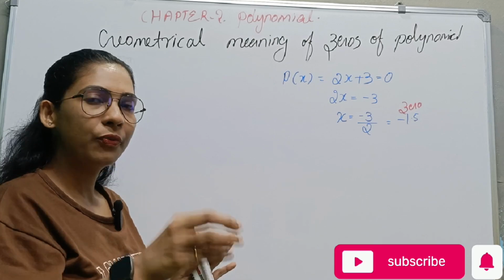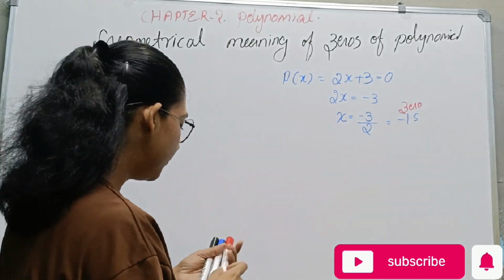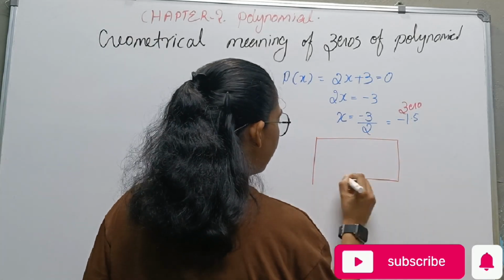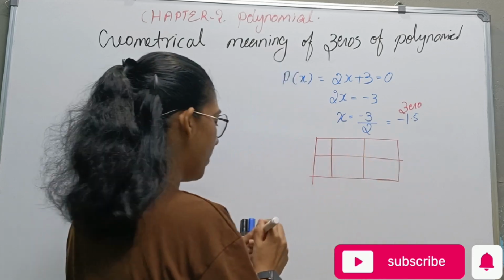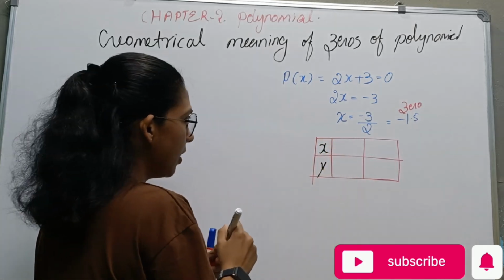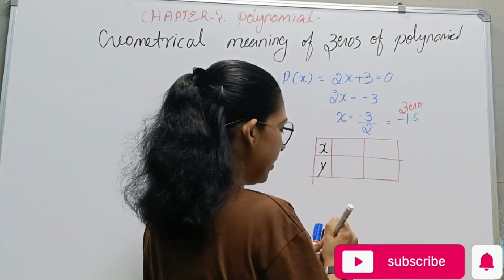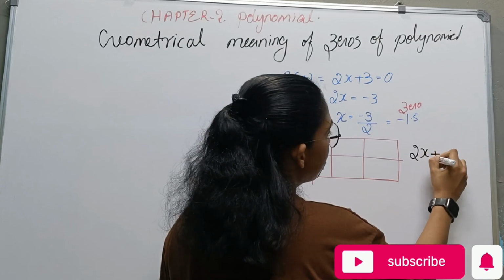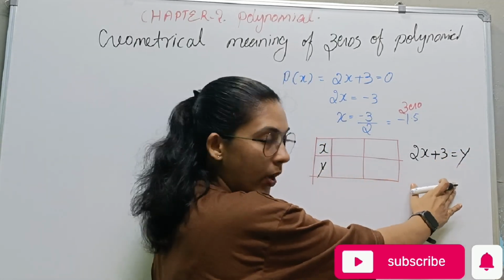Before plotting the graph, we need to find out the ordinates of the line. So there are x and y axes, x, y. Now what to do is, let us find out the x and y ordinates. So 2x plus 3 is equal to y. We have to substitute in 2x plus 3 is equal to y.